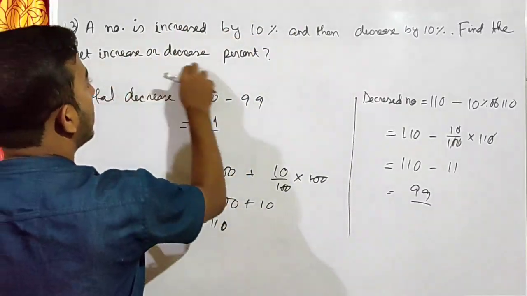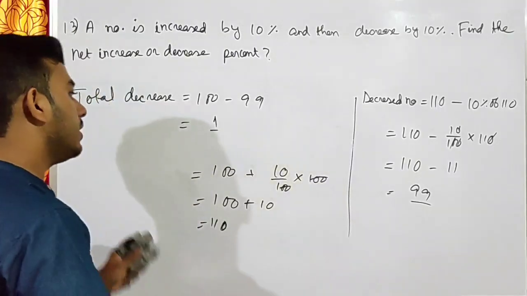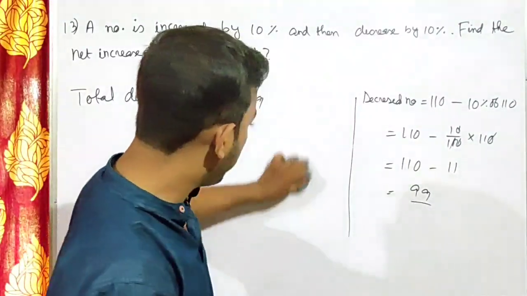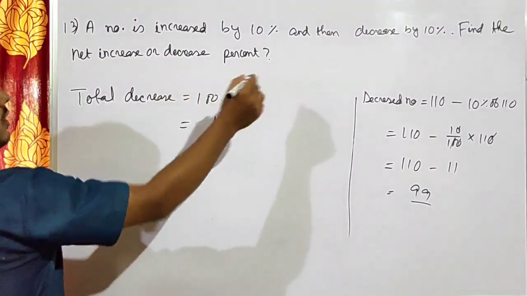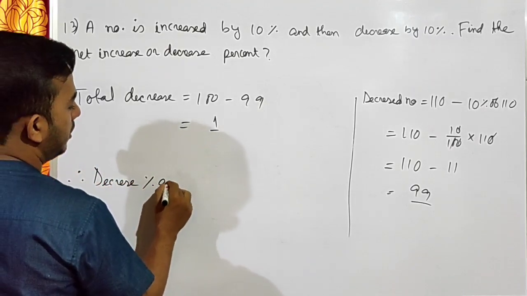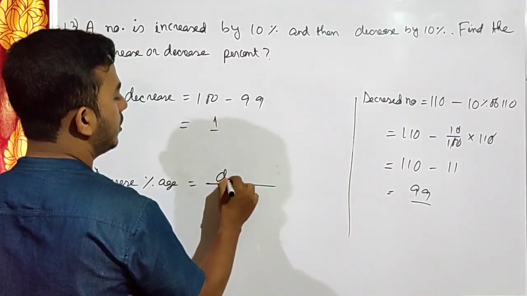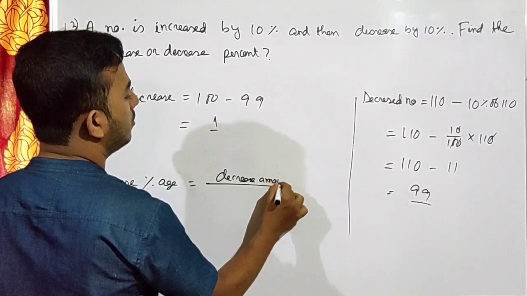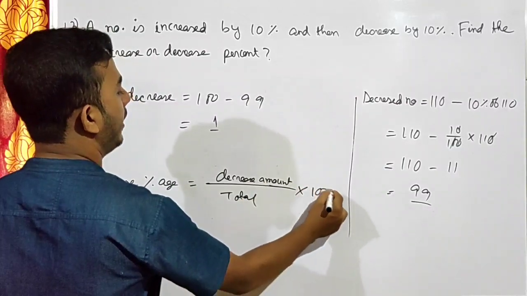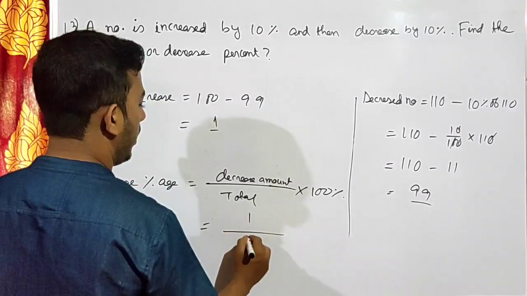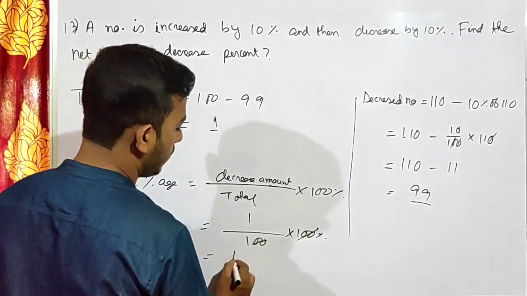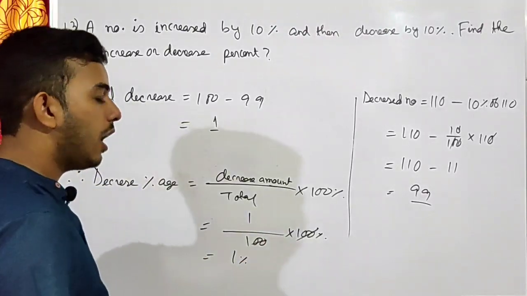Now we have to convert it into percentage. We need to find the net increase or decrease percent. So how to find out the percentage? For decreased percent, we have one law, isn't it? Decreased amount by total amount. Therefore decreased percentage will be decreased amount by total into 100%. So the decrease amount is 1 by 100, 1 by 100 into 100%. So this 100 got cancelled, so left is 1%. So it is decreased by 1%. I hope this is clear to you.